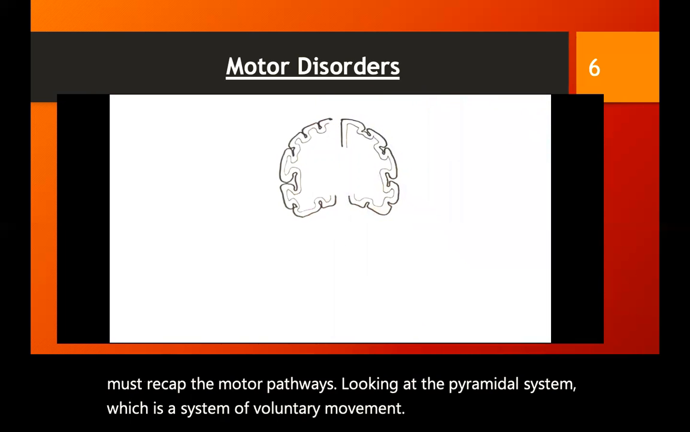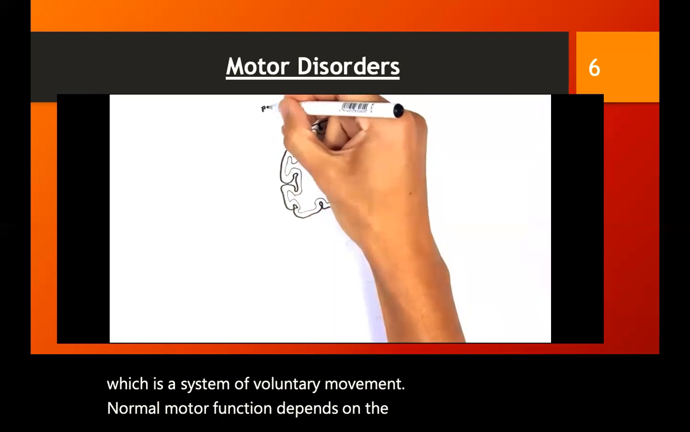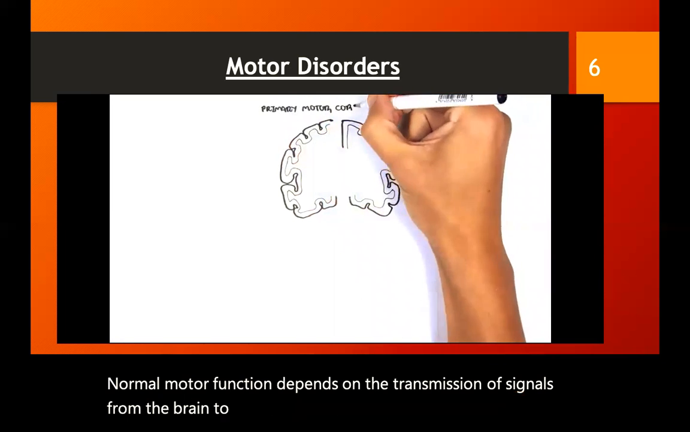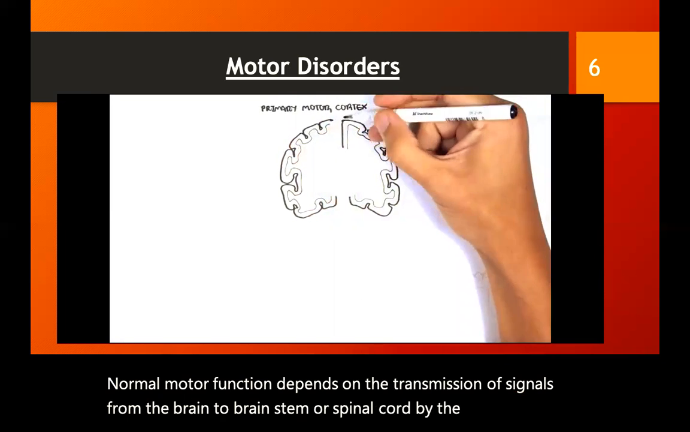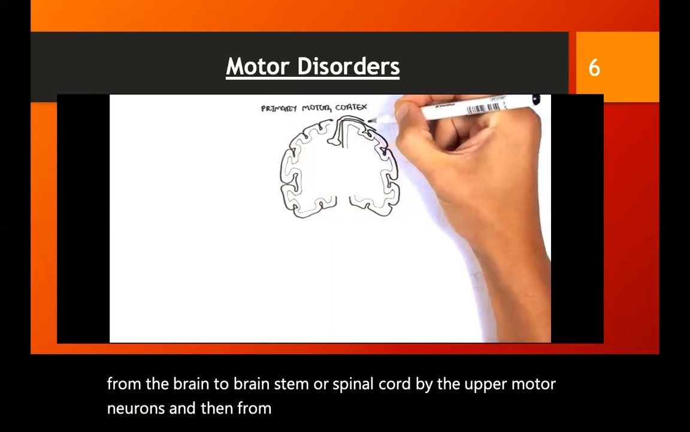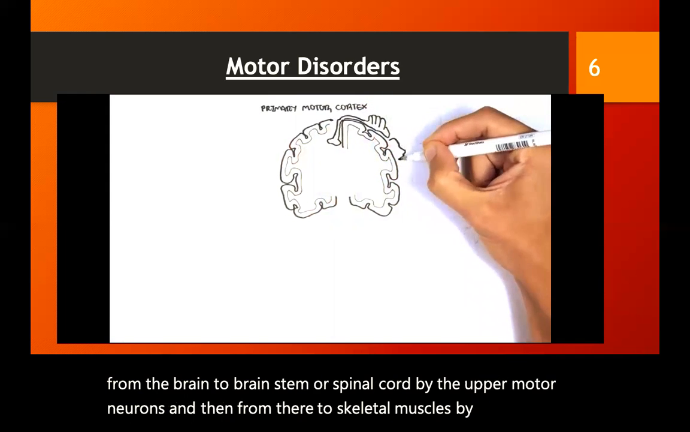Normal motor function depends on the transmission of signals from the brain to brainstem or spinal cord by the upper motor neurons, and then from there to skeletal muscles by lower motor neurons.